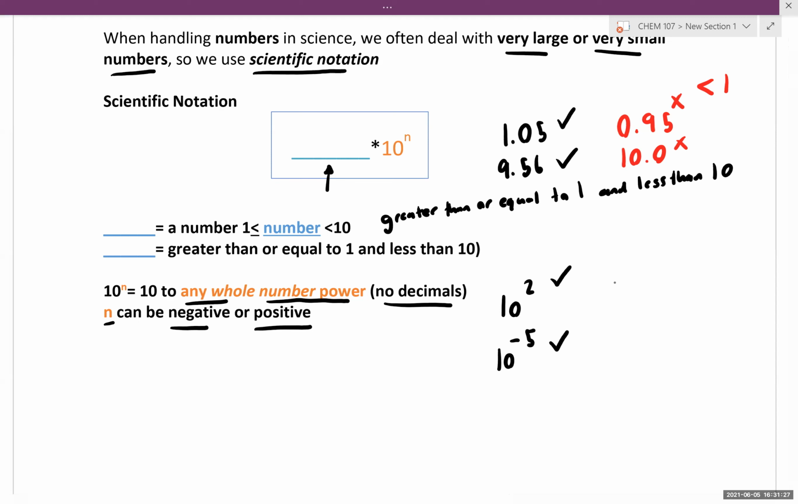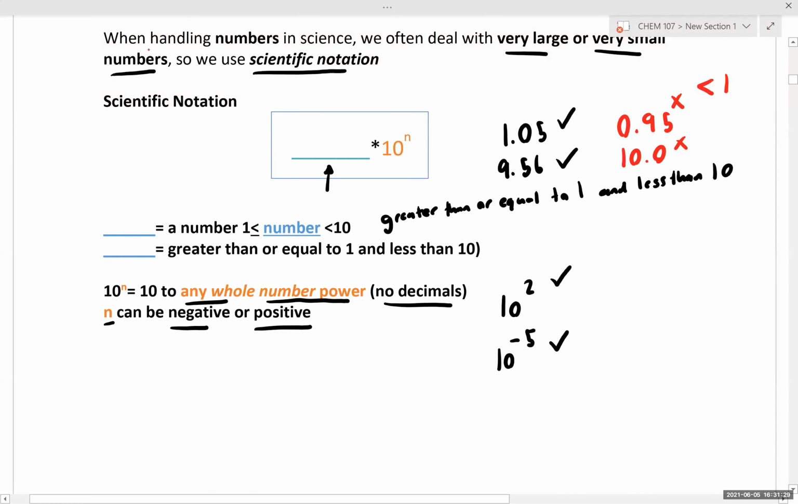Let's go over some examples of things that are not okay for your exponent. 10 to the 0.5 is not okay because we must have a whole number power, no decimals for this exponent. Likewise, 10 to the 2.6 is not okay because again, it's not a whole number.